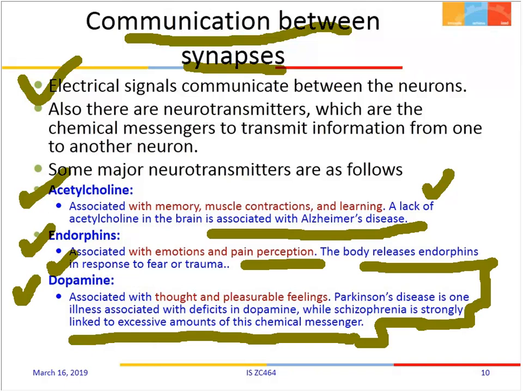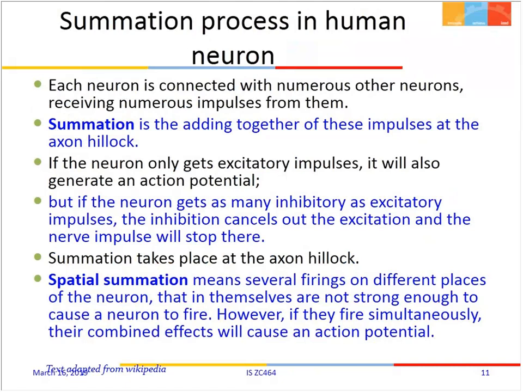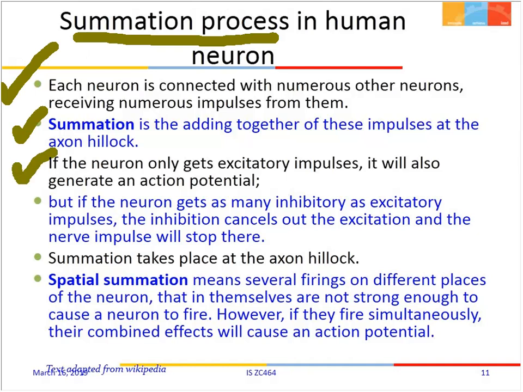Of course, the chemicals in their own sense are not directly used as motivation for us, but the neural network as a whole inspires us. The summation process is very important. Each neuron is connected with numerous other neurons, receiving numerous impulses from them. Summation is the adding together of these impulses at the axon hillock. If the neuron only gets excitatory impulses, it will generate an action potential, right? So here we are talking only about the human neurons.